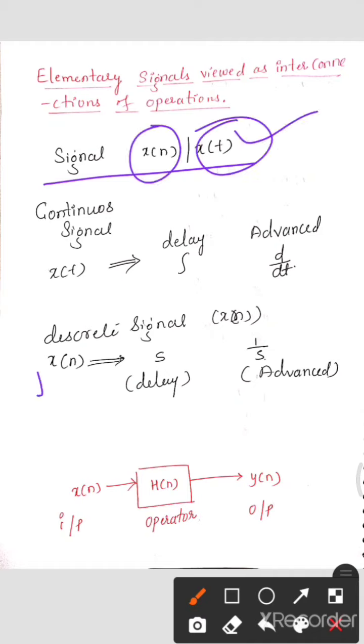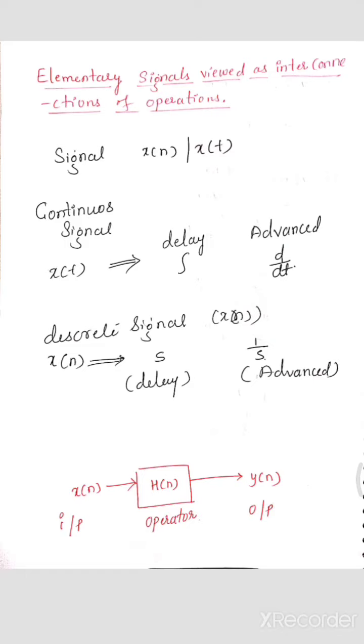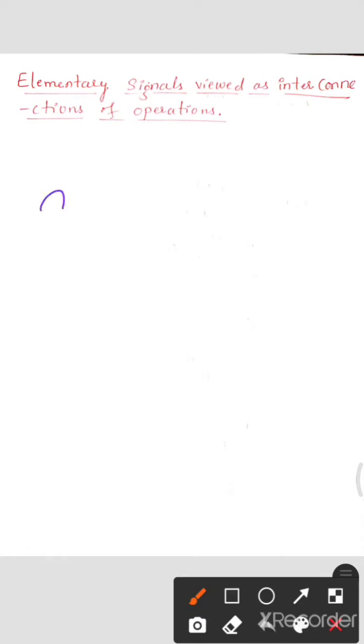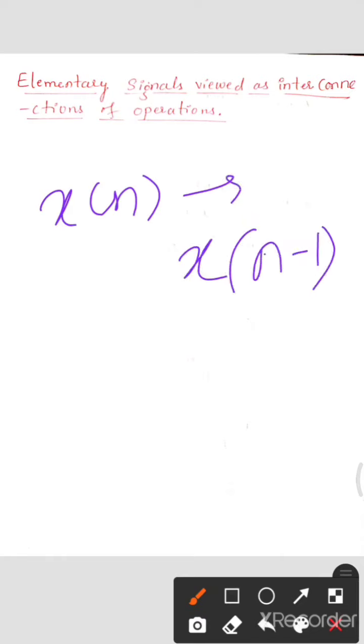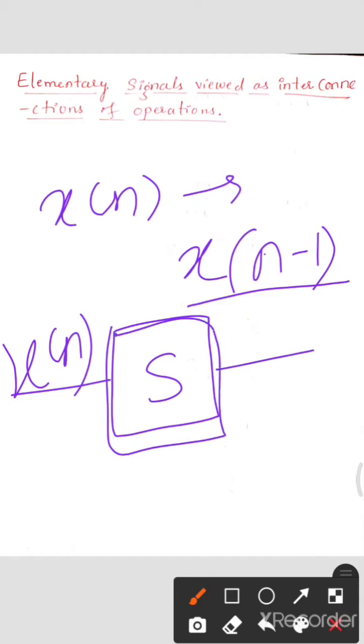For a discrete signal, if there is a delay, then we write x of n delayed as n minus 1. So how do we represent this as an operator? If this is x of n and it passes through this operator s, then your signal will be x of n minus 1. This indicates a delay by 1.